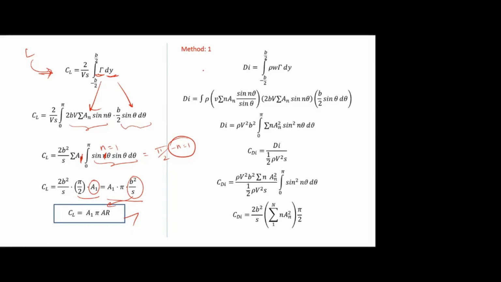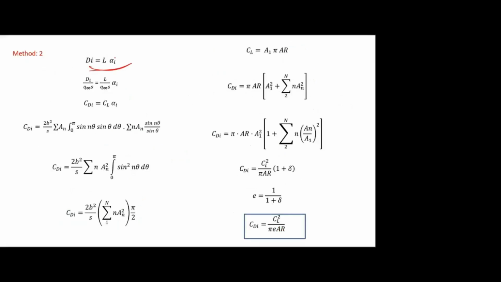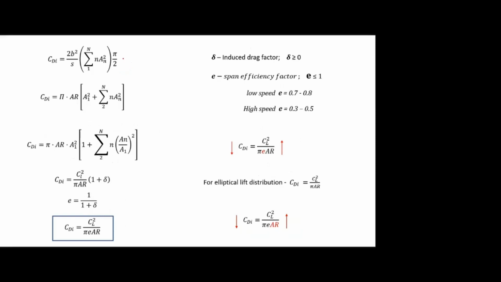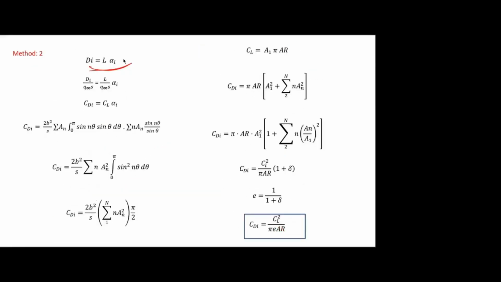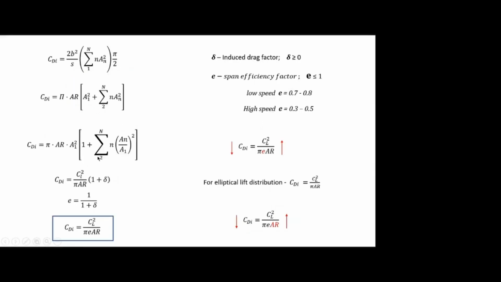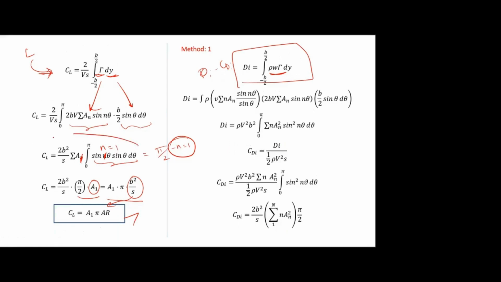And last step, induced drag and CDI. So we can use rho w gamma term or L alpha I term. It's up to you. I have mentioned both procedures. Okay, method 1, method 2. But we know method 2 is simpler. So from the force, I am finding coefficient of force by dividing by q infinity s. So already I found the CL in terms of theta in the previous slide. So this equation straight away I am taking. Okay, CL in terms of theta.